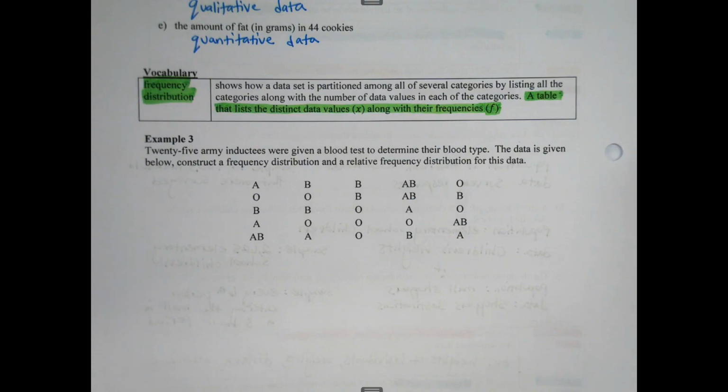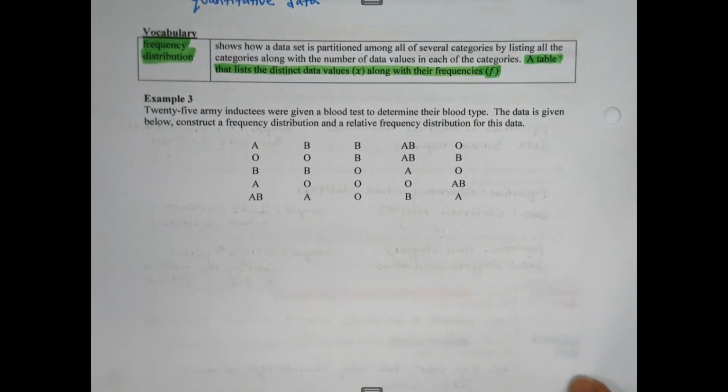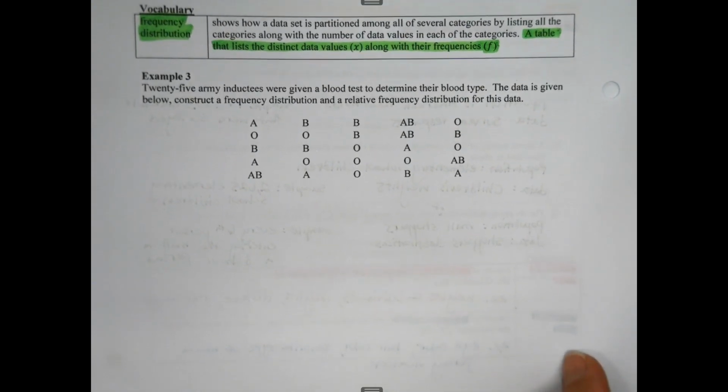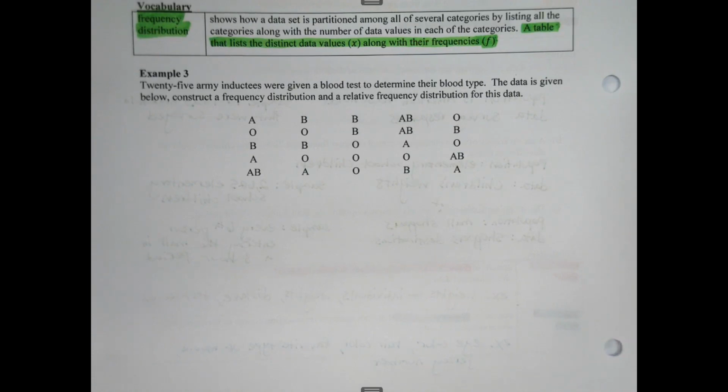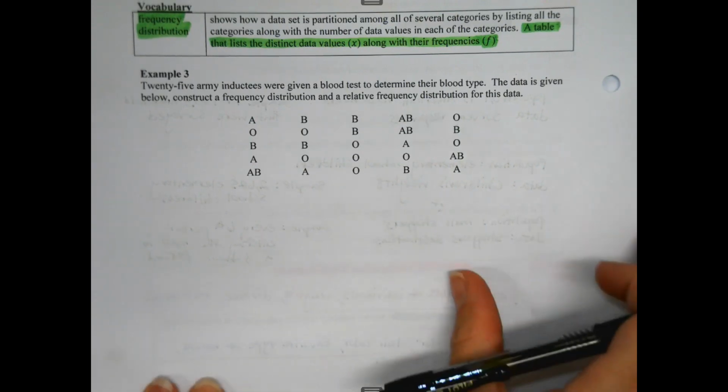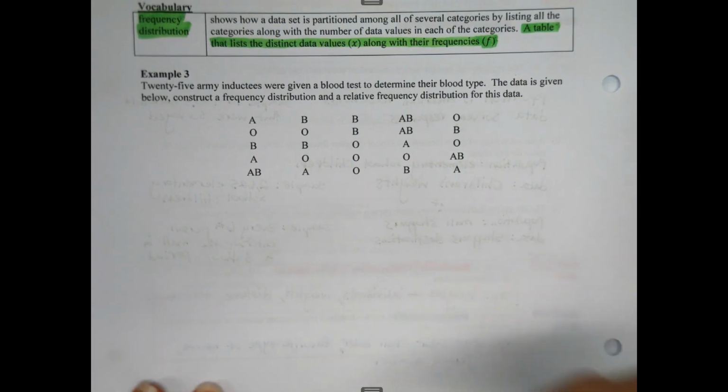And we're going to go through an example that shows exactly what a frequency distribution is. Example number 3 down here says 25 Army inductees were given a blood test to determine their blood type. The data is given below. Construct a frequency distribution and a relative frequency distribution for this data. Right now, we're just going to construct the frequency distribution, and then we will talk about a relative frequency distribution.